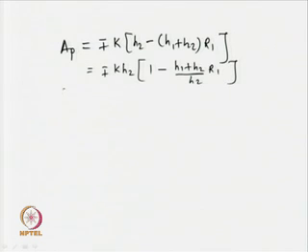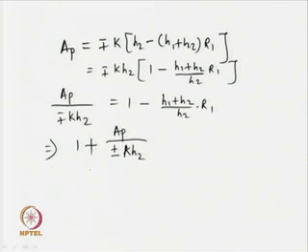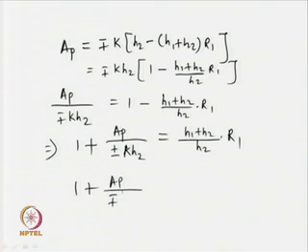Is it okay? Then I can write A p by minus plus k H 2, taking this term to the left hand side, is equal to 1 minus (H 1 plus H 2) by H 2 times R 1, or I can write 1 plus A p by plus minus k H 2. Please see the sign change. I have taken a minus sign over here. So, this will be equal to (H 1 plus H 2) by H 2 times R 1. Similarly, it will be possible to obtain another expression like 1 plus A p by minus plus k H 1 is equal to (H 1 plus H 2) by H 1 times 1 minus R 1.